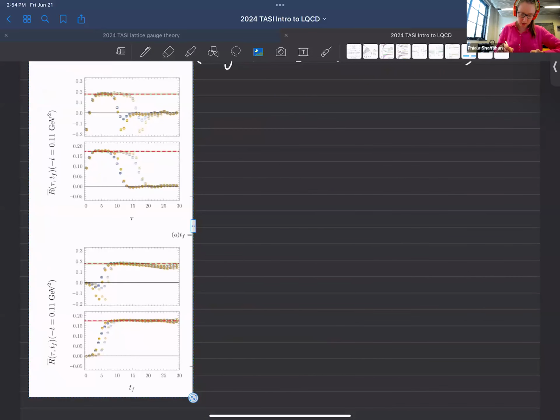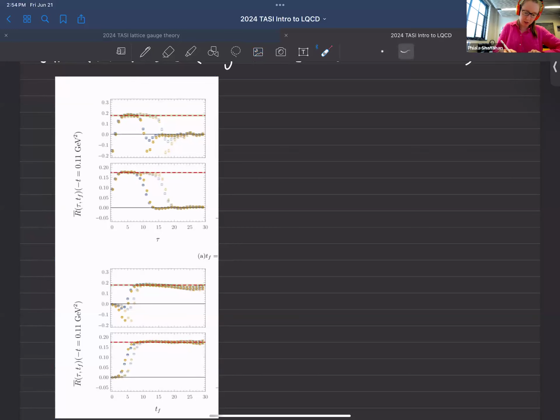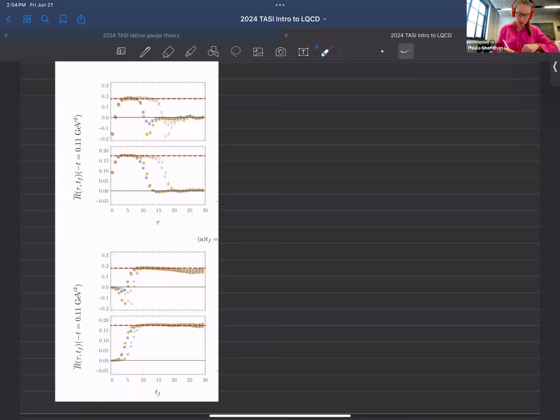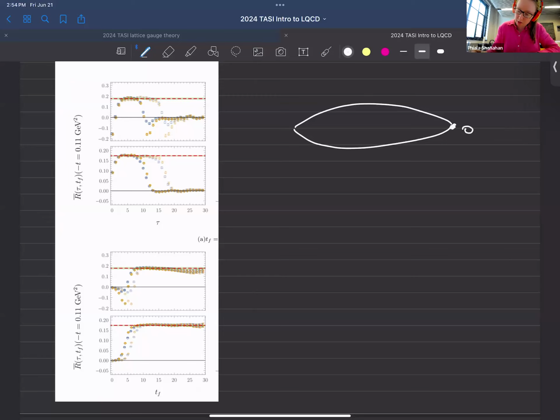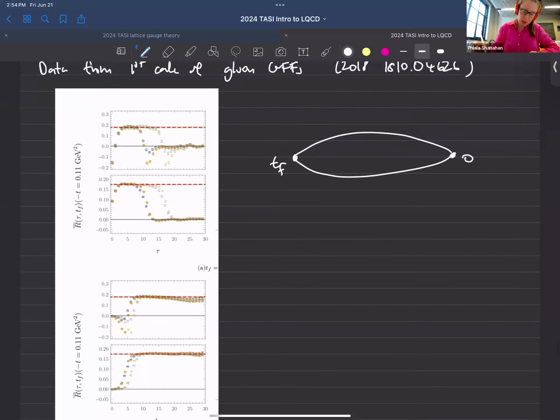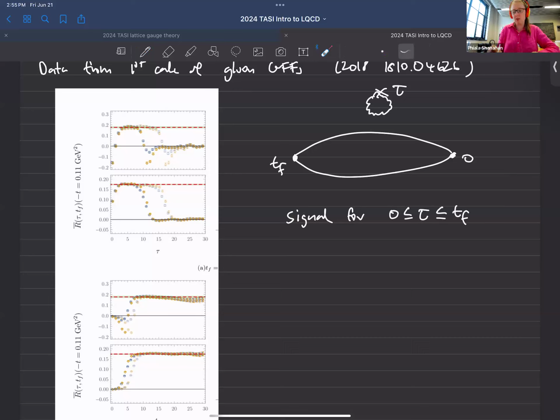So this here is the ratio that we were looking at. You see here, this is what we were calling TS, is called TF here in the plot. This is the operator insertion time tau. So if you remember the picture we had, we have some time 0, we have some time TF. In this case, it's a gluon operator, so the skeleton diagram looks a bit funny, but we're going to insert the operator at some intermediate time tau, and we should have signal for tau between 0 and TF. If you insert the operator before you've created the state, you're not going to have a signal. Similarly after. So here tau needs to be between 0 and TF.